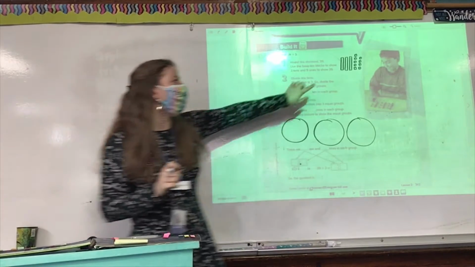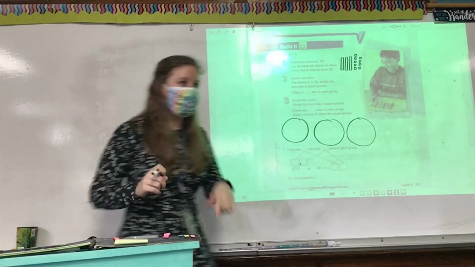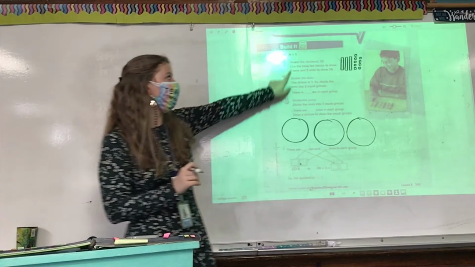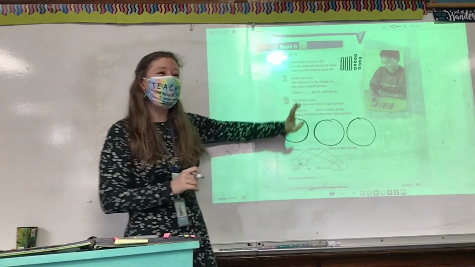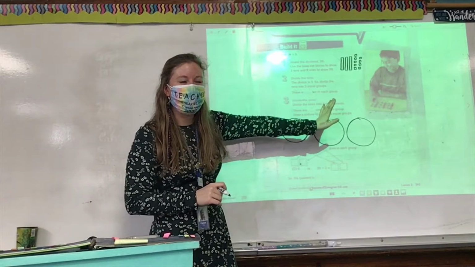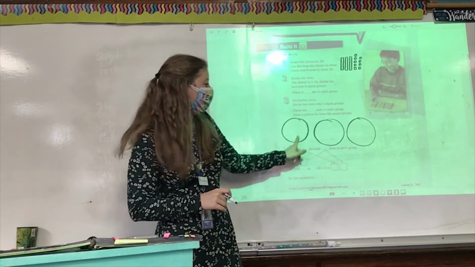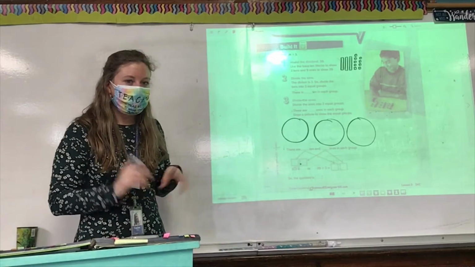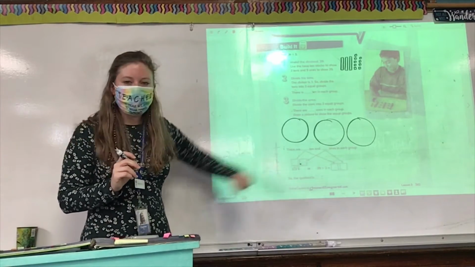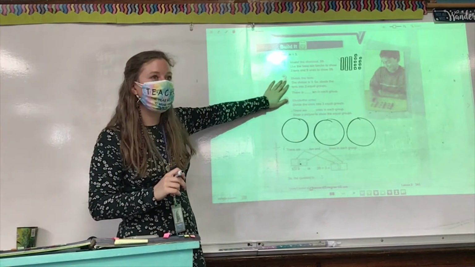So after we model our dividend, we're going to model the groups. The divisor shows the number of groups. We could put 3 items in each group and then count the groups, but it's a lot easier to draw the groups and then figure out how many go in. Okay, has everybody drawn their 3 groups in our blank space? Okay, now we're going to divide the tens.